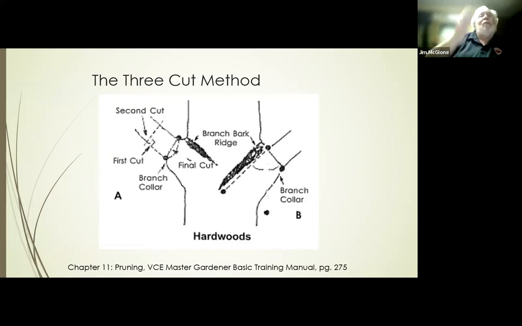That way, if the branch splits as we're cutting it, that first cut will keep it from tearing down into the trunk of the tree and creating a much bigger wound on the trunk. After you make the second cut, then you can go and make your final cut, preserving that branch collar and removing that stub so the tree doesn't have to grow over it.